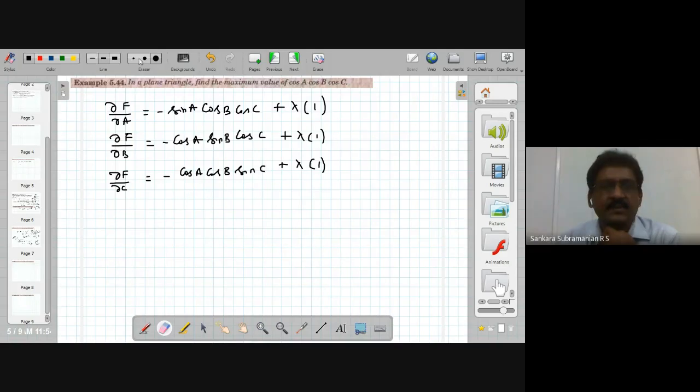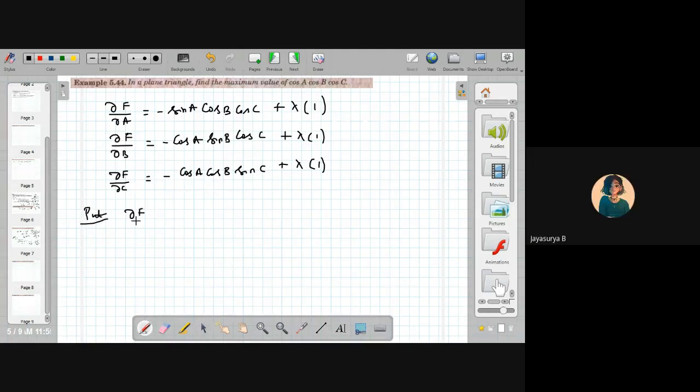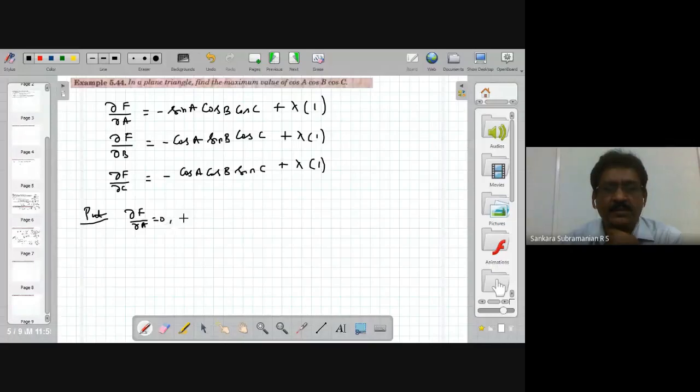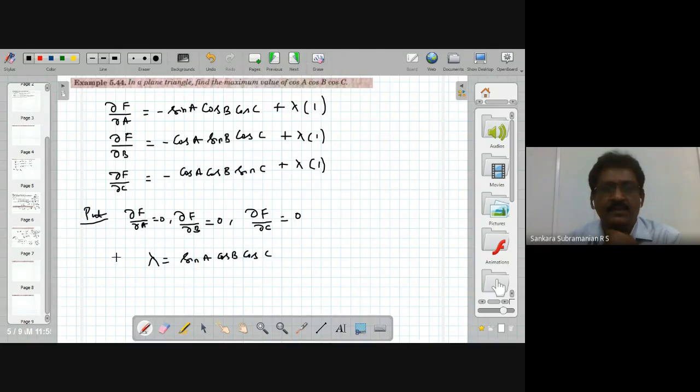So the next step is equating to 0, right? Put dou F by dou A equal to 0, dou F by dou B equal to 0, dou F by dou C equal to 0. If you do that, we get lambda equal to sin A cos B cos C. This is from equation 2. We can name it as equation 3, and this is equation 4.